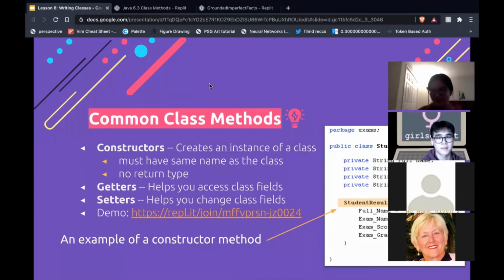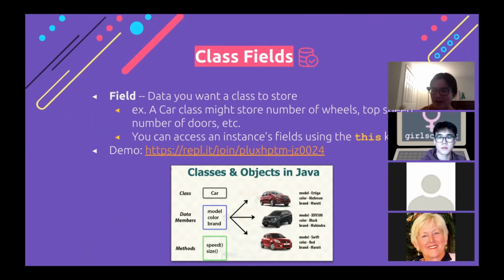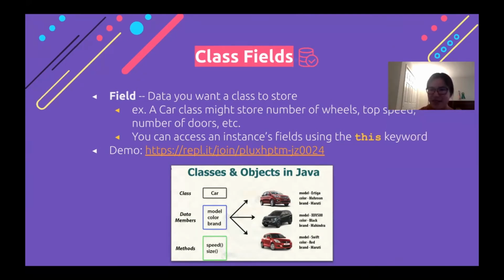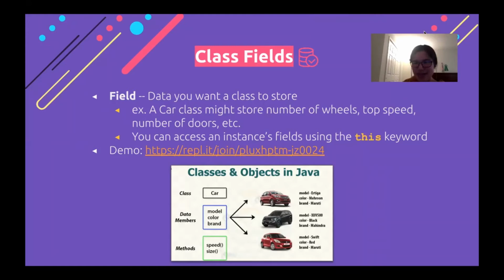Hopefully this will make a little more sense once we get further into static versus instance and public versus private. But yeah, class fields. In our previous example, we had age, name, and sound. Those were all class fields. Another example is a car class, which could store the number of wheels, the top speed, and the number of doors.